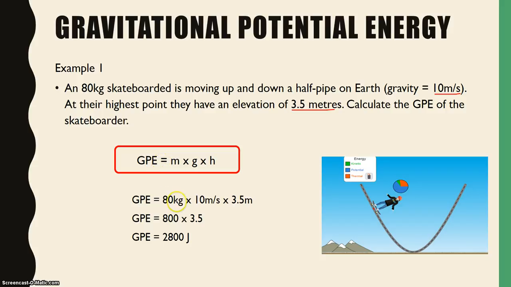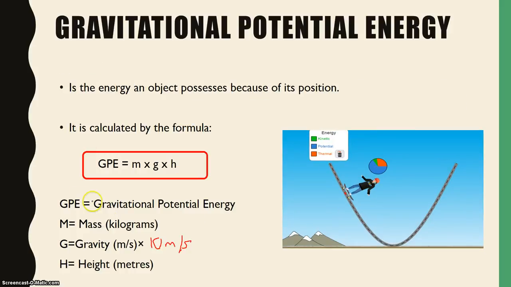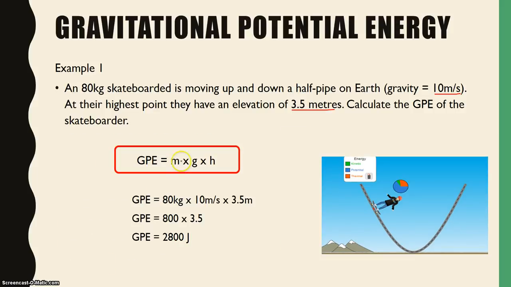So what you do is simply put in the values based on what we were told in the last slide's information. GPE, gravitational potential energy, equals its mass in kilos times gravity, 10 meters per second on Earth, times height. So we've got mass is 80 kilos times gravity, 10 meters per second, times height, 3.5. You put those into the equation and you'll get 2,800 joules, a capital J again.